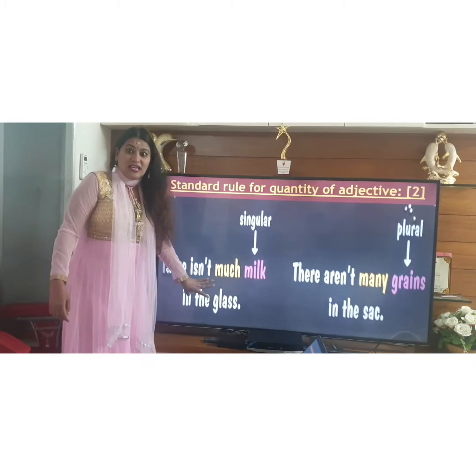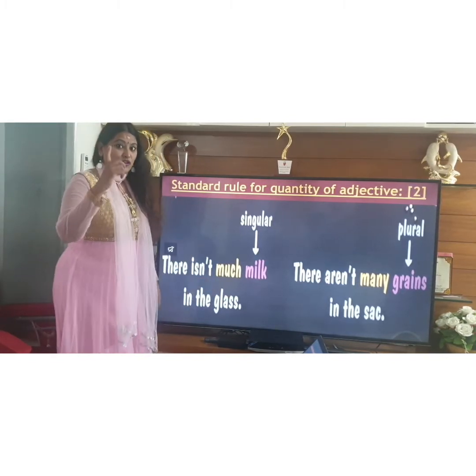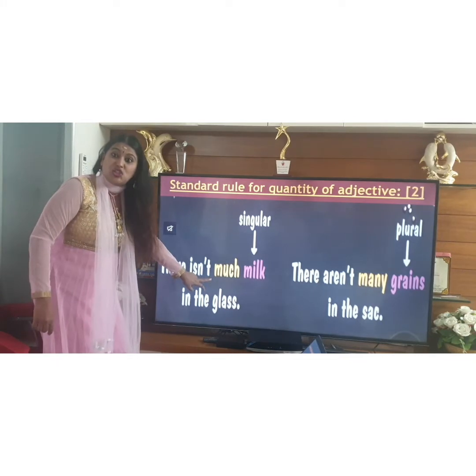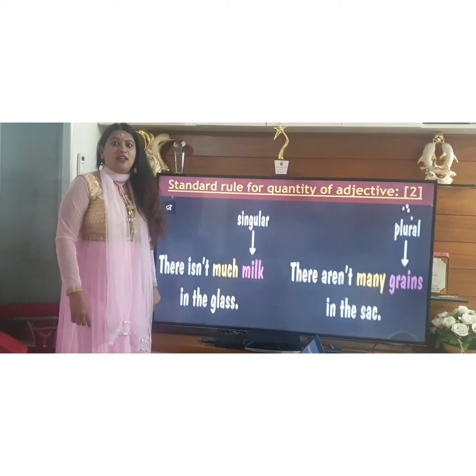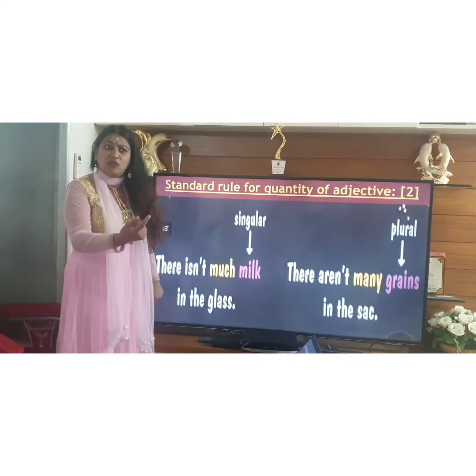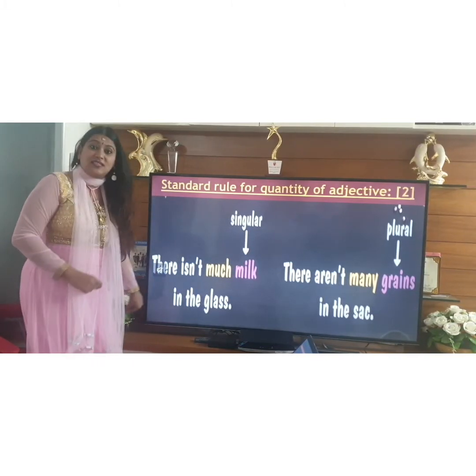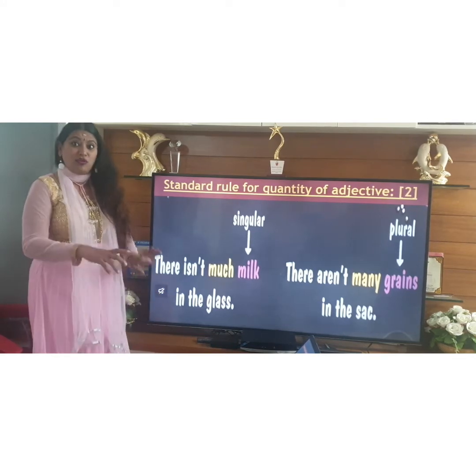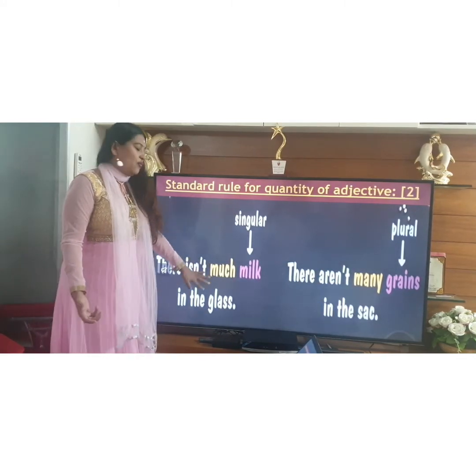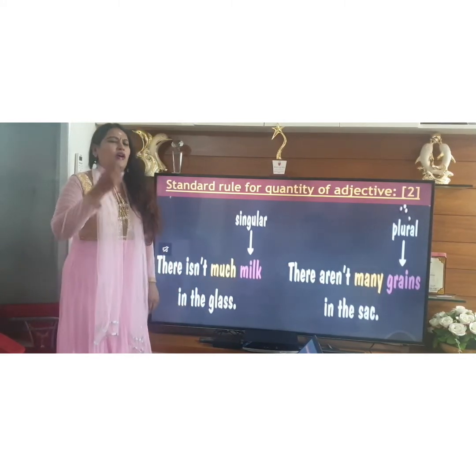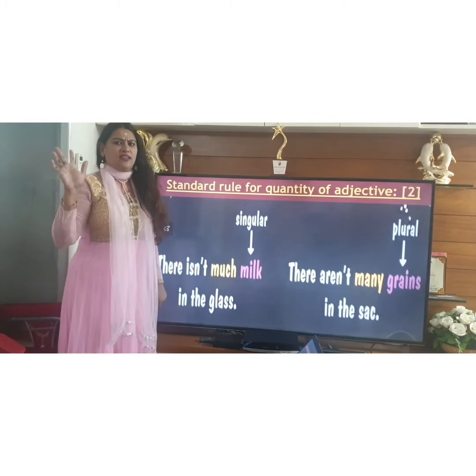I have given one example with the milk glass. When we are talking about one glass, what did we use? Much. And now we are saying that there are many glasses of milk left over on the table. We are using many because glass has become glasses. More than one is plural, right? So whenever we talk about much, it is only singular.